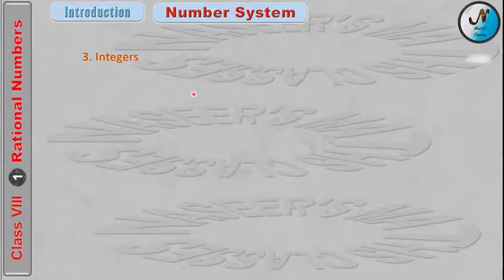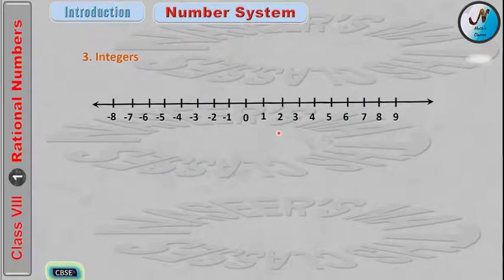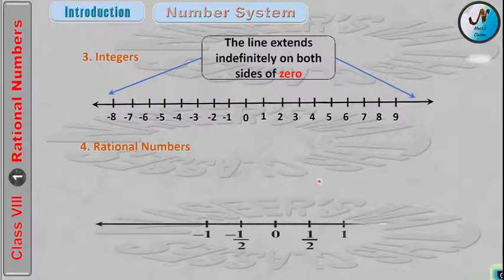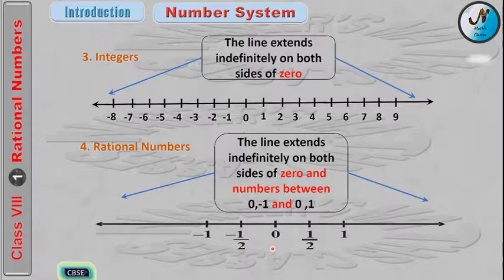Next, integers. Integers are represented in the following way on the number line. In the middle we have 0, and on the left side we extend indefinitely negative numbers. On the right side we extend indefinitely positive numbers. Next, rational numbers. Rational numbers are represented on the number line as follows. We have 0 in the middle, and the left side we can extend indefinitely and the right side also we extend indefinitely. So we have 0 in the middle and numbers between 0 and -1 also, and we have numbers between 0 and 1 also.